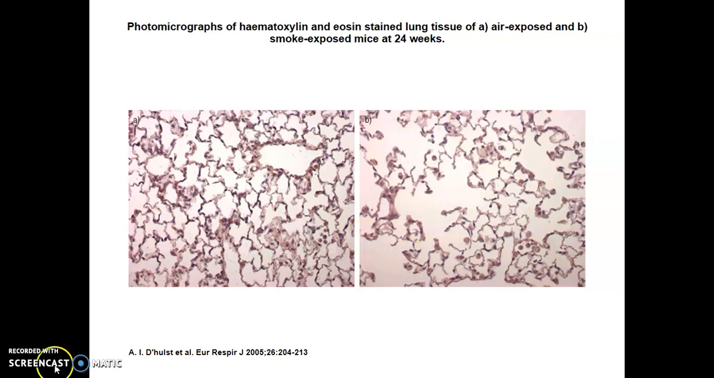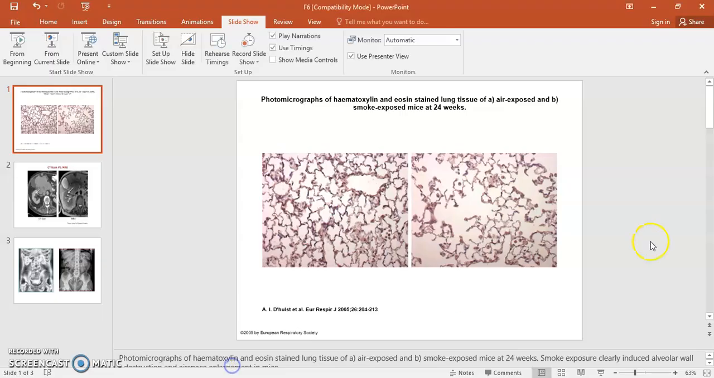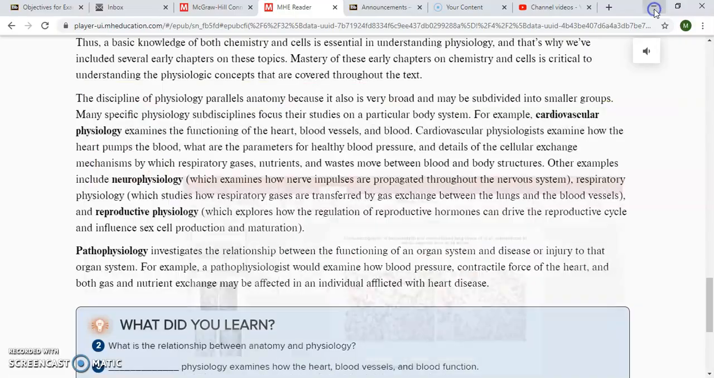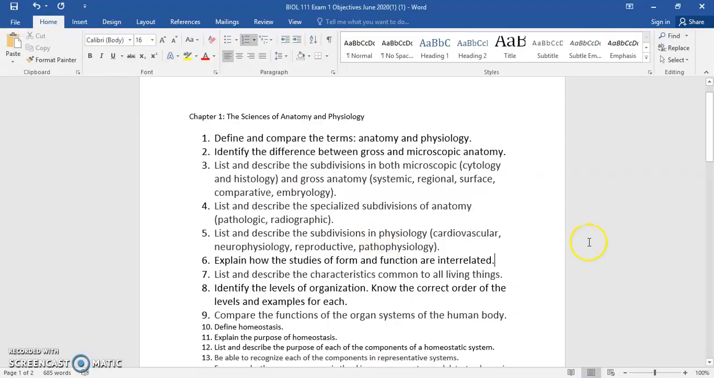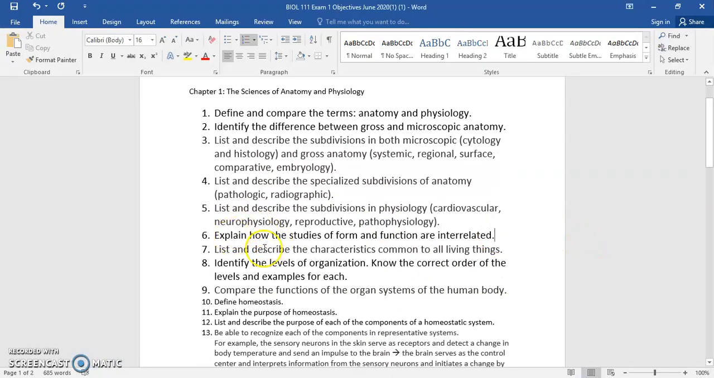So, all right, we'll go back to our objectives. And I think what we'll do is, next video, we'll start talking about how anatomy and physiology are interrelated. And then we'll do a little bit more information about organization of the human body, and then talk a little bit about the different functions of those organ systems that we have.